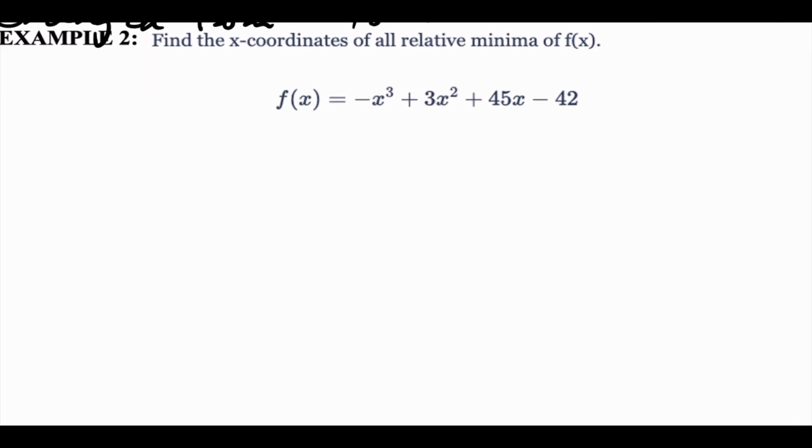All right, so now what I want you to do is do number two. Try number two on your own. This one, you only have to find the x coordinates of the relative minimum. So they only want the x coordinates of any relative minimum. Okay, I'll give you a few minutes and then we'll do it together.